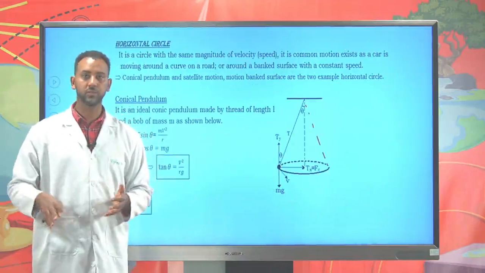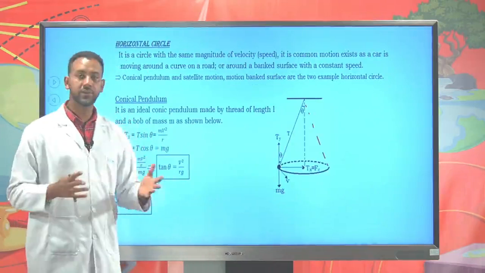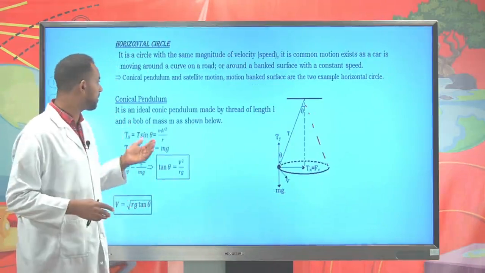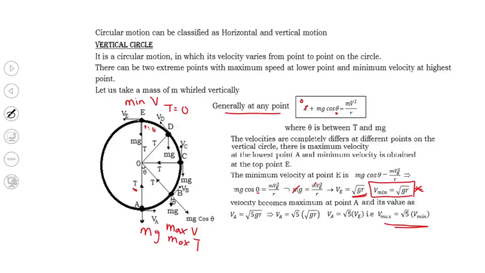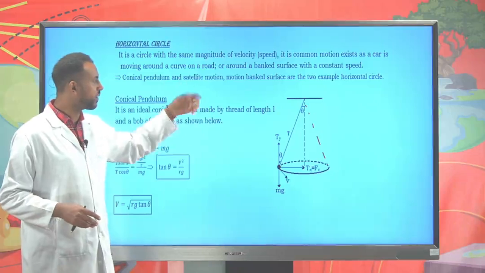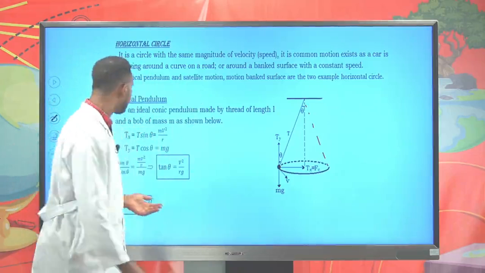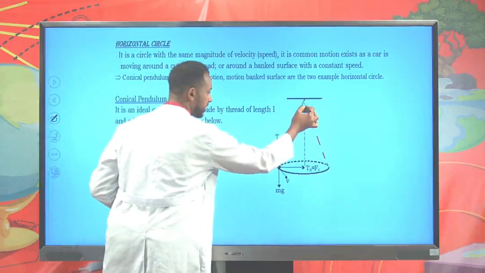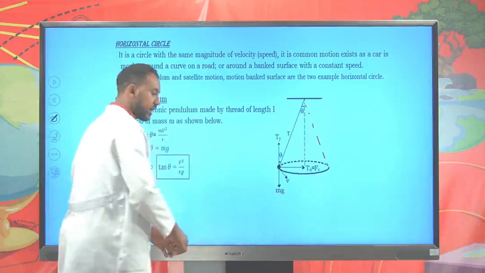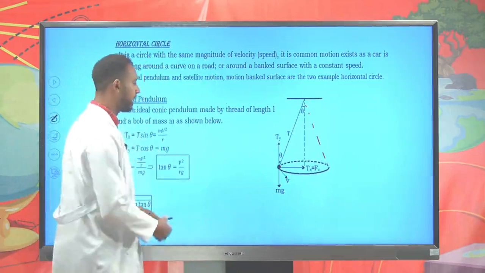For an object moving in a horizontal circle, we can have different examples. One of the most common examples is the conical pendulum, as you see here. The motion of satellites and the motion on a banked surface are also considered to be horizontal circles. Here we have a conical pendulum, which means you attach a string and a mass, and at some angle you make a cone, a conical pendulum like this.